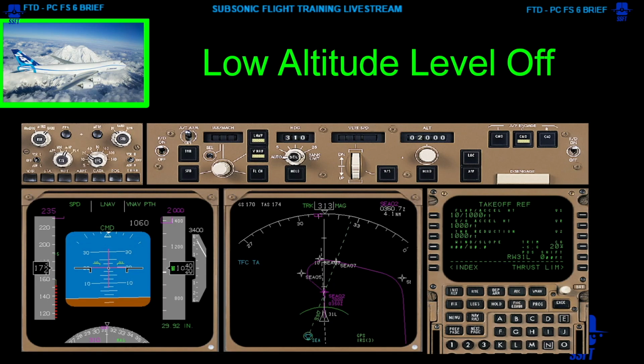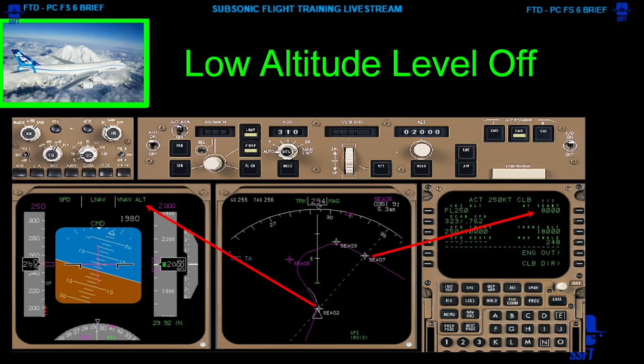And then we'll accelerate and retract flaps, and then we'll be cleared out at 2,000 feet. You'll notice here that when we passed Seattle 02, remember that had a 2,000 foot restriction in there? And again, this is not our SID, but we'll discuss the point of this.